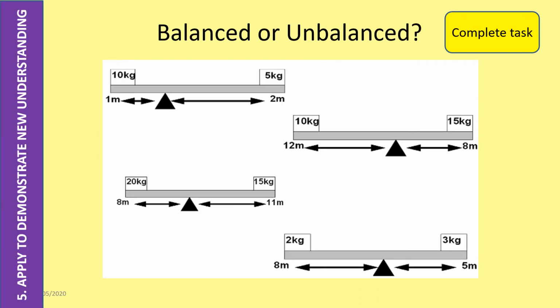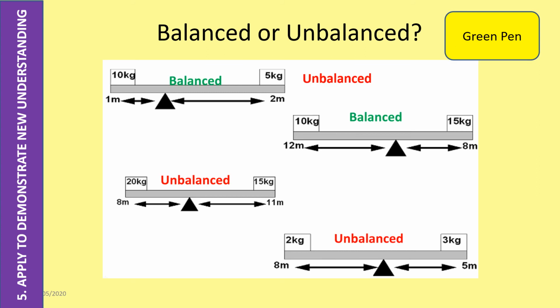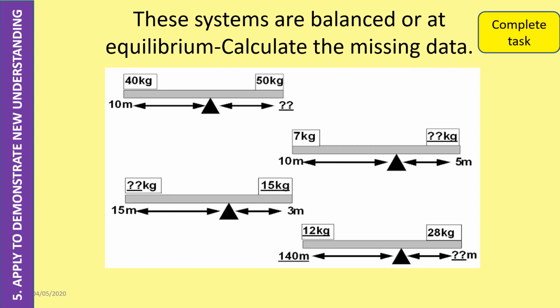Here are some examples for you to work out. In each case, do the calculations and decide whether the seesaw will be balanced or unbalanced. Green pen your answers using this slide. Here are some more questions for you. This time, see if you can work out the missing distance or the missing mass. All of these systems are at balance.